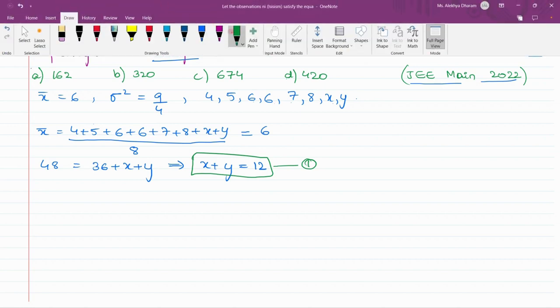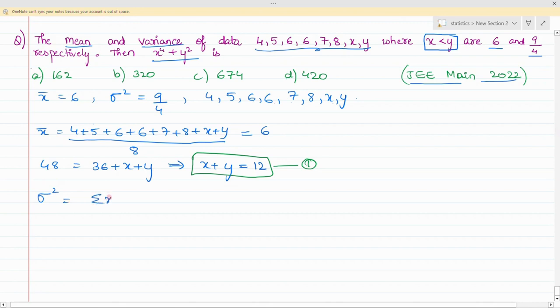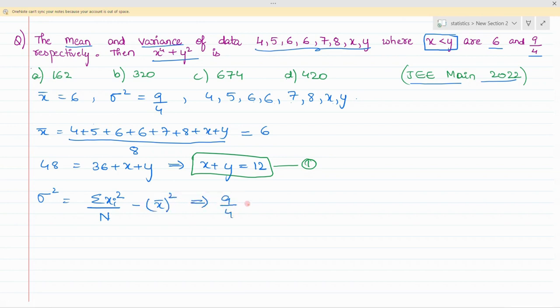Now let's use the variance formula, that is sigma xi square upon total number of observations minus mean of whole square. Variance value is given, that is 9/4. Sigma xi square is nothing but 4 square 16, 5 square 25, 6 square 36 and it came twice, 7 square 49, 8 square 64 plus x square plus y square upon total number of observations, those are 8.